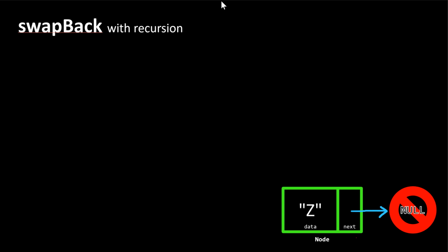How do we swap a node back in a linked list using recursion? Well, like all recursive problems, it's helpful to start thinking about the simplest case you can imagine first. And in this case, we've got a list where swapping the head node back is going to do nothing.